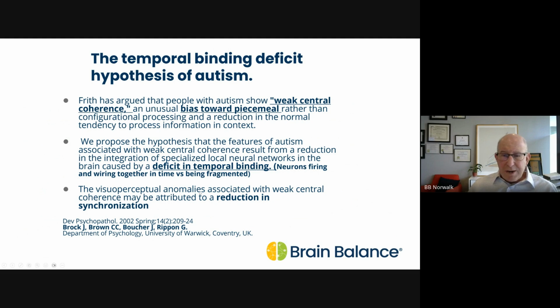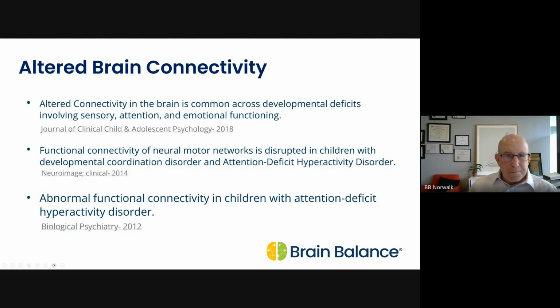The visual perceptual anomalies associated with weak central coherence may be attributed to a reduction in synchronization. Again, coherence, synchronization, connectivity, that's how the brain works. And when there's an issue or problem or underconnectivity, lack of synchronization, lack of coherence in the brain, we're going to get a host of symptoms, whether it be attention, organization, social issues, behavioral issues, learning issues, dyslexia, processing. So again, the goal is to improve coherence, connectivity in the brain.